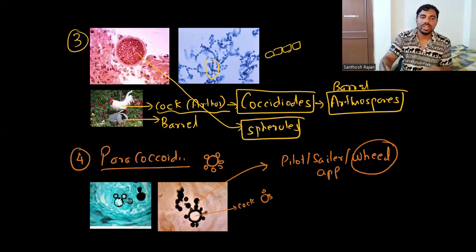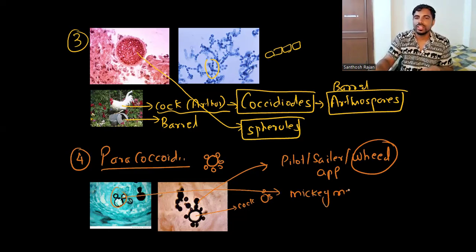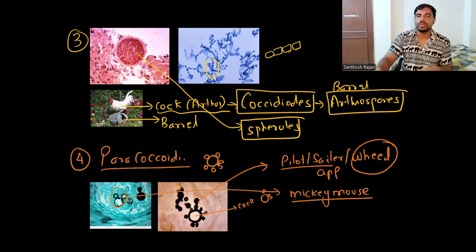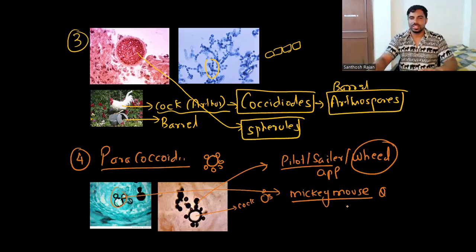Or look at this. It could be like a Mickey Mouse. Very, very simple. Cock, if you put something on the side of the cock, it becomes paracock. So you get sailor wheel, pilot wheel, Mickey Mouse. Everything is a Mickey Mouse appearance of this budding. That's it for paracoccidiosis.